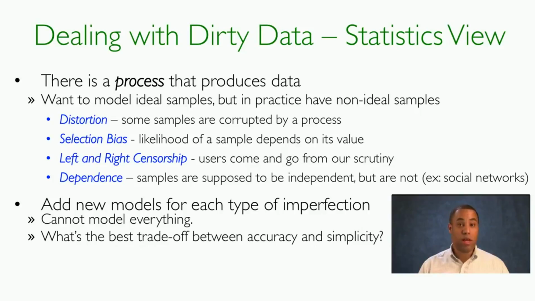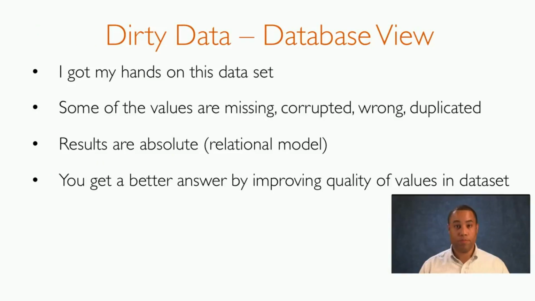And dependence. Samples that are supposed to be independent but are not. So for example, in social networks, individuals within a social network are not necessarily independent. So we can add models for each type of imperfection, but the challenge is we can't model everything. So we have to think about what's the best trade-off between accuracy and simplicity.